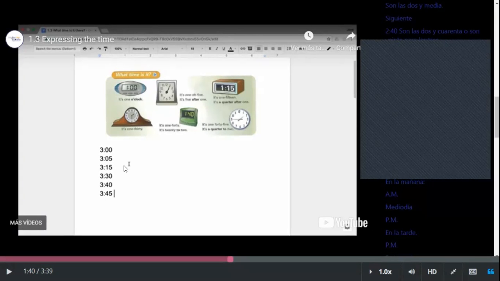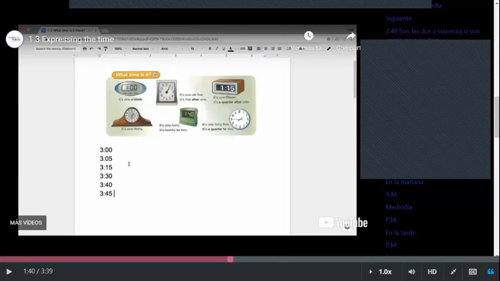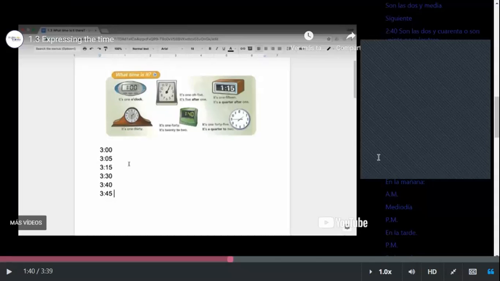Y ahí también podemos usar la otra forma: it's a quarter after 3. Correcto. Pueden usar la palabra after cuando la hora ya pasó. Y pueden usar también past. Esta también es muy usada, past. ¿Puede intentarlo de nuevo? Okay, it's a quarter past 3. Repeat, it's a quarter past 3.